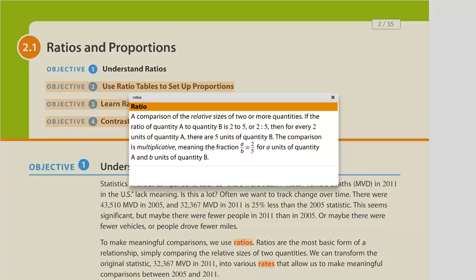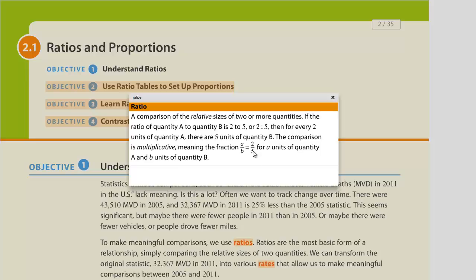You should already be familiar with what a ratio is, but if not, it's just a comparison of two or more quantities. Most of them are just two, but you can do two or more. So if we say the ratio of one quantity to another is 2 to 5, also written as 2 colon 5, right? The colon is always spoken as the word "to." So it's 2 to 5. Then this means that for every 2 units of the first quantity, we have 5 units of the second quantity. And that gives us a nice little fraction.